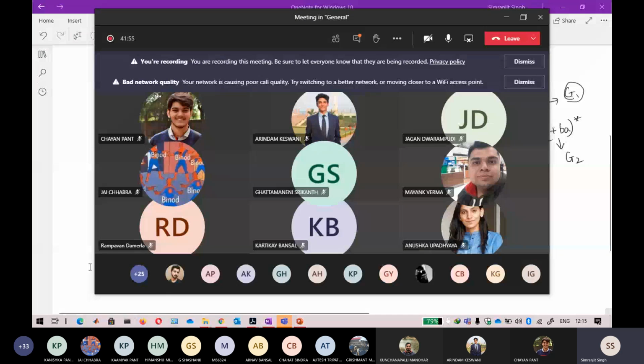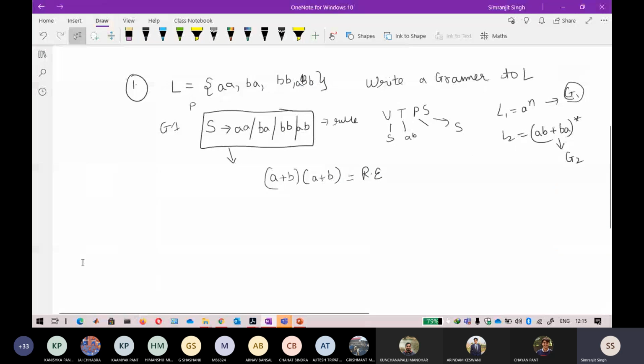Okay, sorry for that. Now the regular expression for this language, that is two length strings. If you remember, this is one of the first questions that we did at the start of TOC. So a two length string can be written like this: (a+b)(a+b). This one is one length and this is two length.